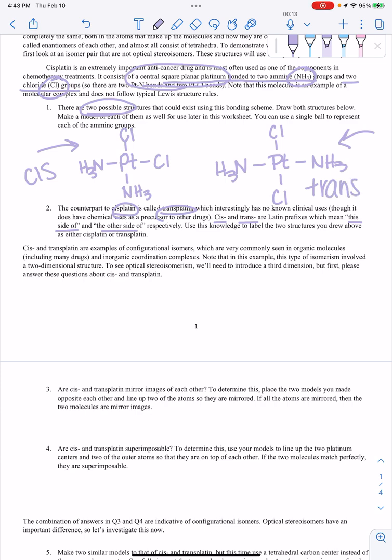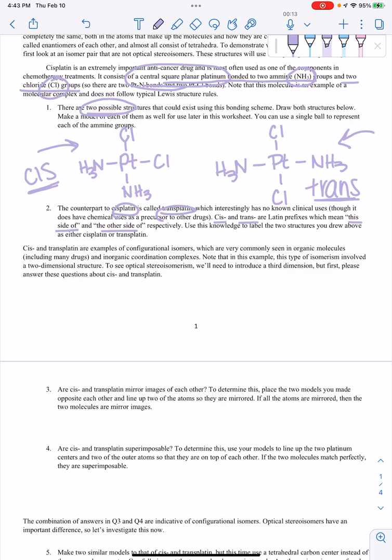And so another word for these two structures is isomers. So that would mean that this is the cis isomer on the left and this is the trans isomer on the right. And that's just sort of a fancy chemistry word that means similar structures, just different connectivities. So that's question 2.